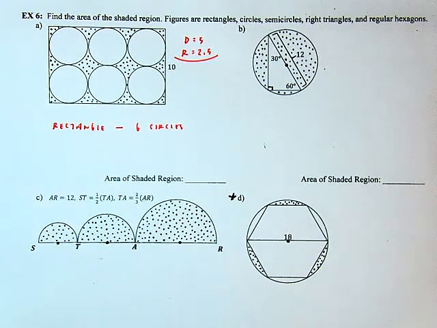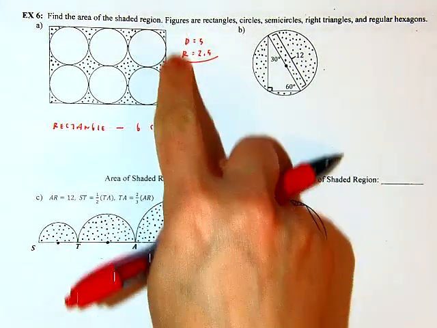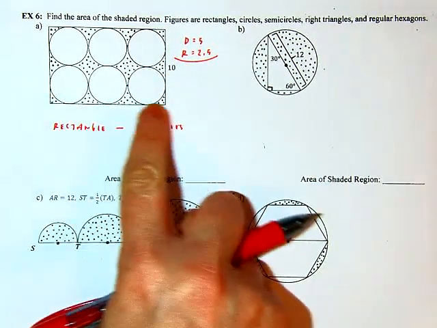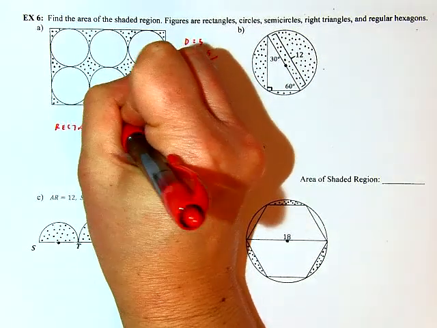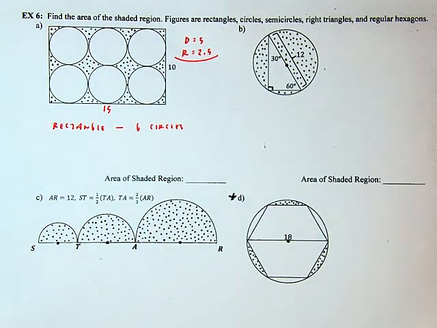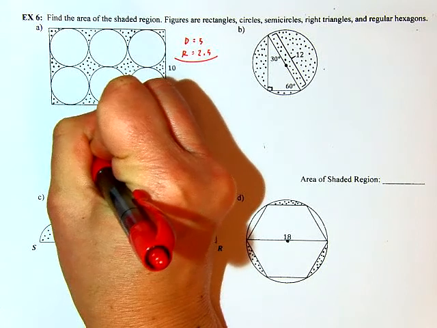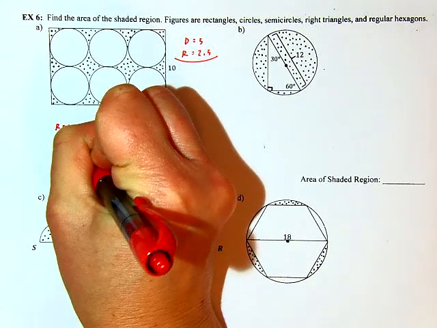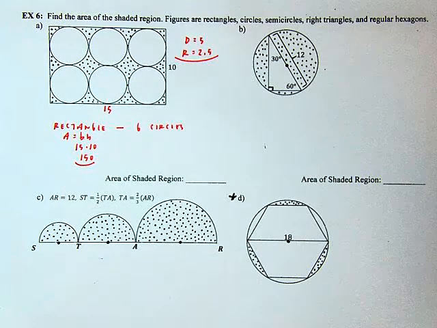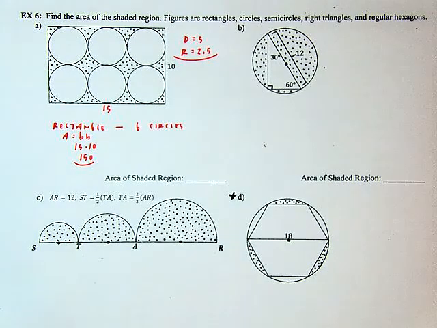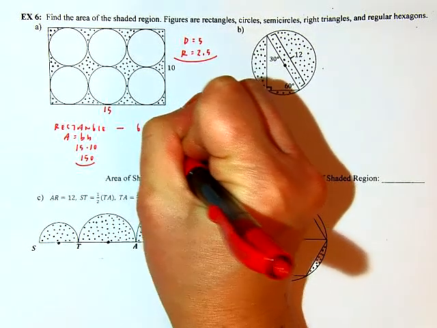Okay, so rectangle, here I know that this side is 10, right? That's 2 circles. This one is 3 circles, so 3 diameters. This side must be 15. All right, so rectangle, we know our area is base times height. So 15 times 10, we have 150. So there's our rectangle.